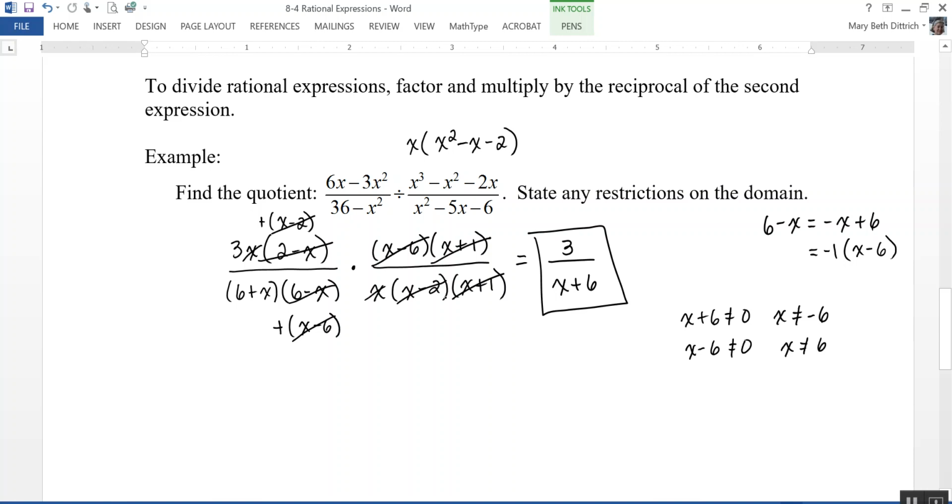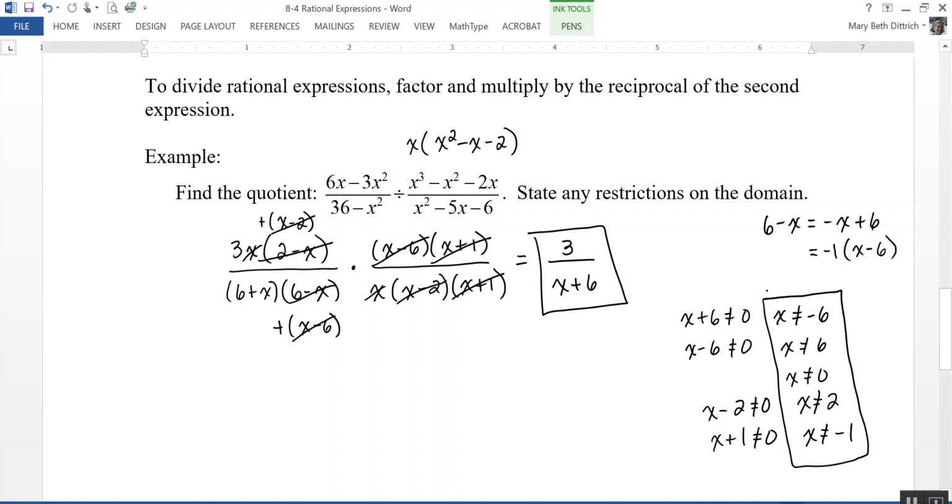And let's go ahead with the factored one, or the multiplied one here. So x cannot equal 0. x minus 2 cannot equal 0, so x is not equal to 2. And x plus 1 cannot equal 0, so x is not equal to negative 1. Now, was there anything up here that I had? So that factored into x minus 6, x plus 1, and I have those taken care of over here. So here are all of my excluded values or restrictions on the domain.